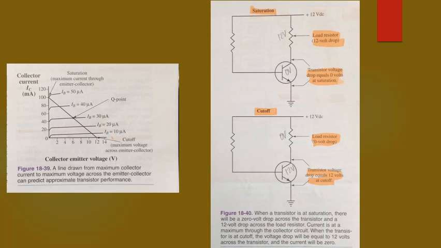Again, take a look back at figure 18-39 and compare it to figure 18-40. See where the top of the slope line connects to the vertical axis, which indicates the current values in milliamps. This point represents the maximum current through the collector and is based on the current through the load resistor. Using Ohm's law, the collector current can be determined by dividing the supply voltage by the load resistor value in ohms.